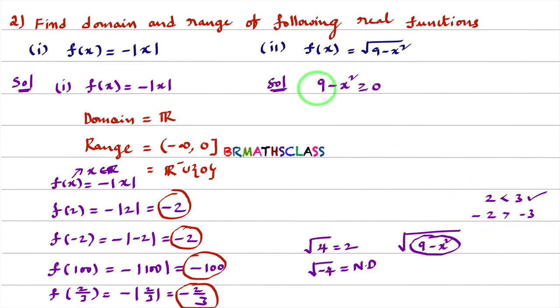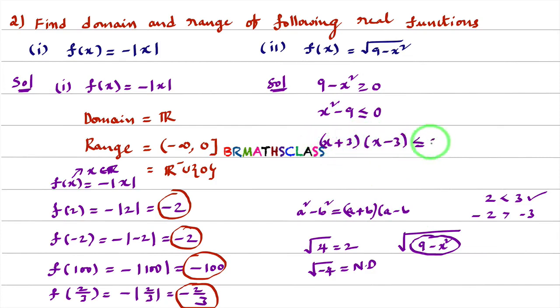So what I'll do here, I'll multiply with minus. I'll tell you why we are doing all this. When we multiply with minus, this will become minus 9. This will become plus x square. The same thing I'll write like this: x square minus 9. I multiplied this with minus. When I multiplied with the minus sign, this greater than or equal to changes to less than or equal to. Minus 0 is 0. A square minus b square is a plus b into a minus b. So here x square minus 9 can be written as x plus 3 into x minus 3 less than or equal to 0.